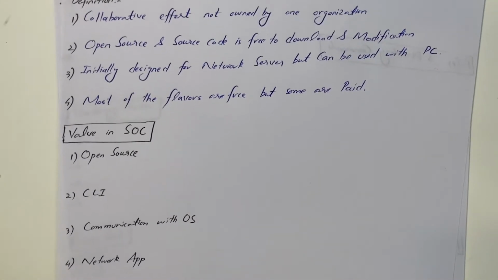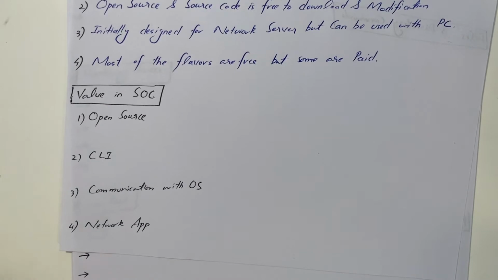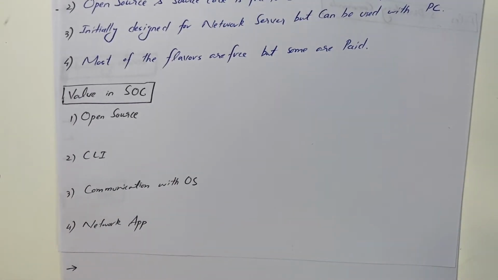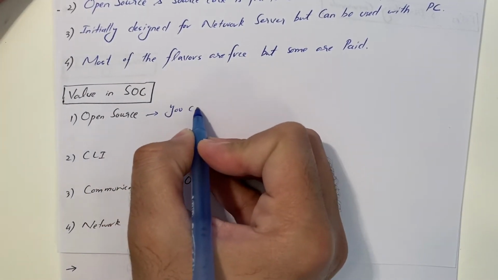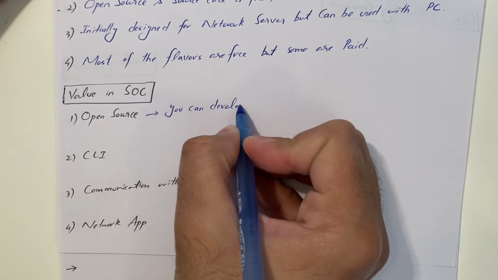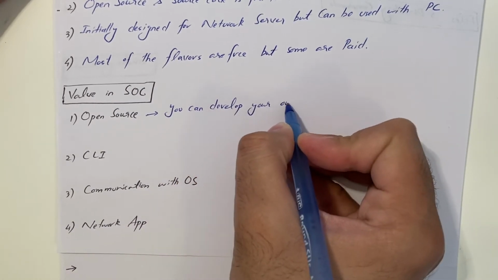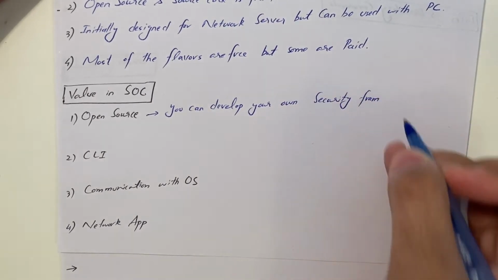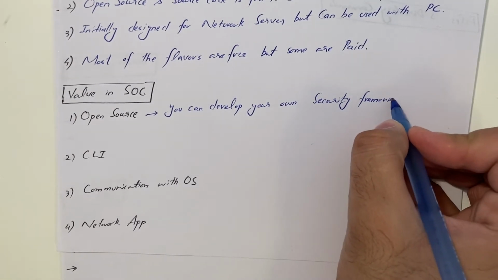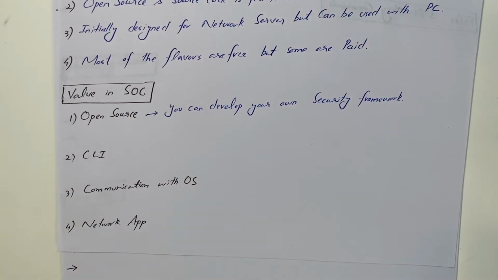This is just an overview, or the definition, of the Linux operating system. These are the four main features which make Linux the first choice in a security operations center, SOC. The first is that it is open source. Open source means you can develop your own security framework, because it gives you liberty to code and design your own security framework. You can add as many security layers as you want.